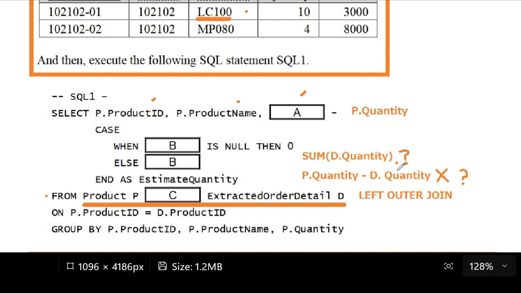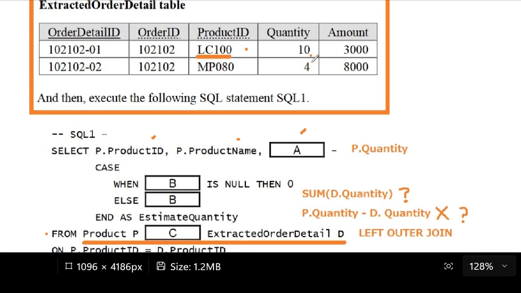And so if we reflect back on the previous blank, blank A, if we just went with D dot quantity, then it looked like we are only going for the first one that we find. But in fact, the extracted order detail table would have many more, and therefore we need to get the quantity of each of the products with the same product ID.